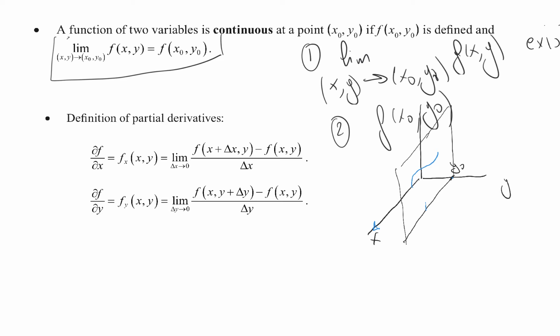These limits allow us to define partial derivatives. What is the partial derivative with respect to x? The partial derivative of the function with respect to x, f sub x of x, y, is the limit when delta x tends to 0 of f of x plus delta x, y minus f of x, y, divided by delta x. What does the partial derivative mean?